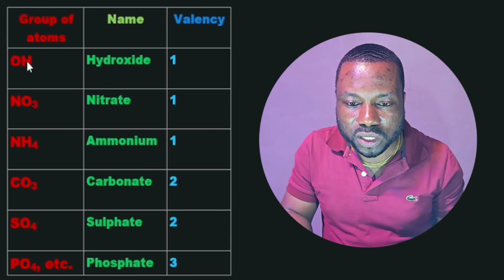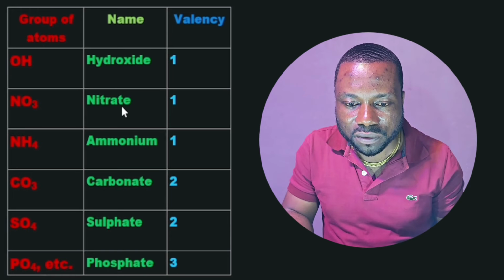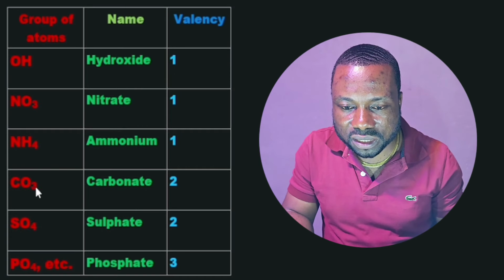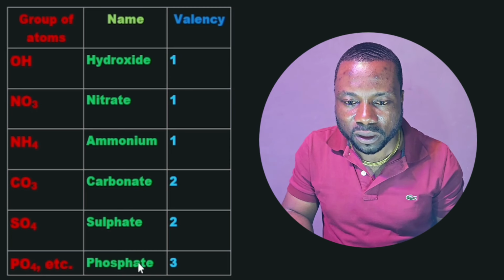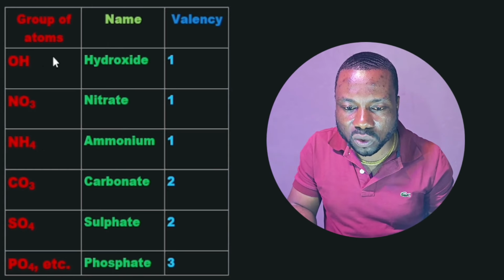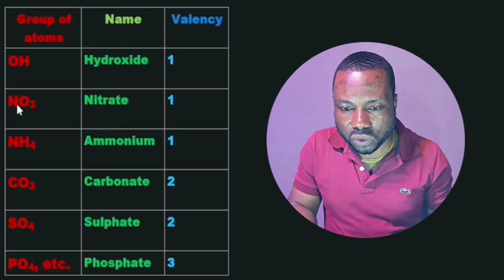Now, if you see OH, it means it is hydroxide. If you see NO3, it means it is nitrate. If you see NH4, it means it is ammonium. If you see CO3, it means it is carbonate. If you see SO4, it means that it is sulfate. If you see PO4, it means that it is phosphate. Now, in the reverse case, if you see hydroxide, know that the group of atoms will be OH. If you see nitrate, it will be NO3 and so on.